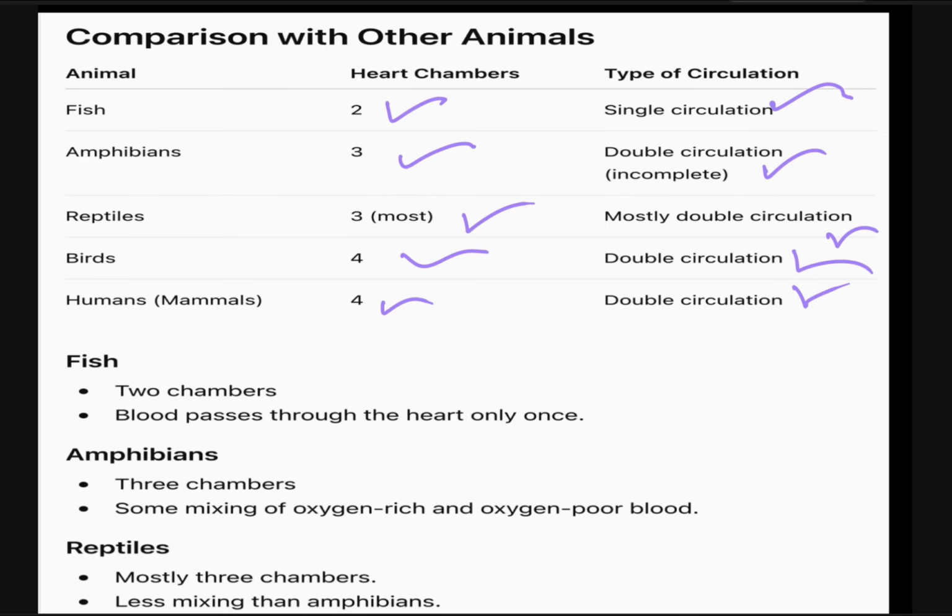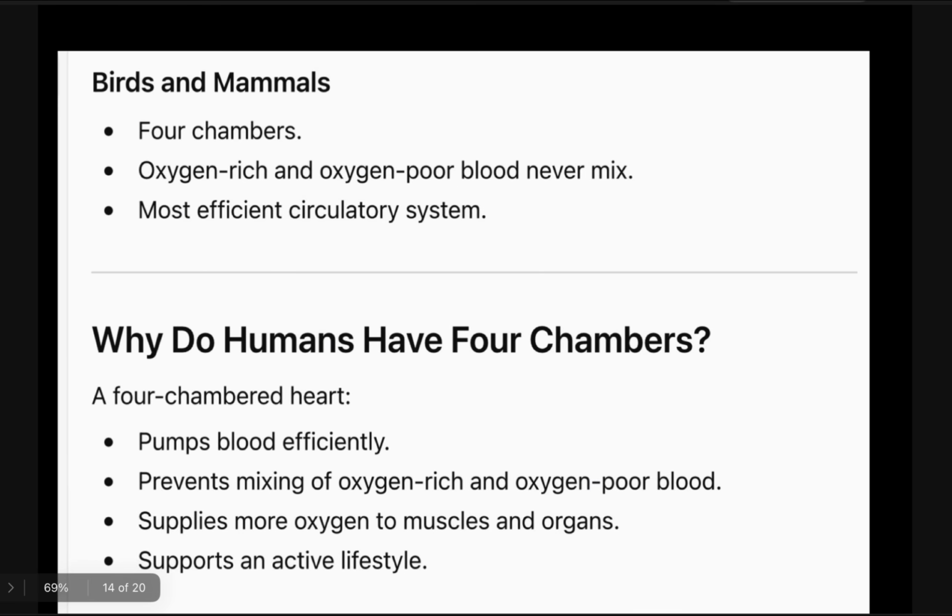As I've told you before, fish have a 2-chambered heart, and blood passes through the heart only once. Amphibians have a 3-chambered heart, with some mixing of the oxygen rich and oxygen poor blood. Reptiles have mostly a 3-chambered heart, with less mixing than amphibians. Whereas birds and mammals have a 4-chambered heart, where oxygen rich and oxygen poor blood never mix, making the most efficient circulatory systems.